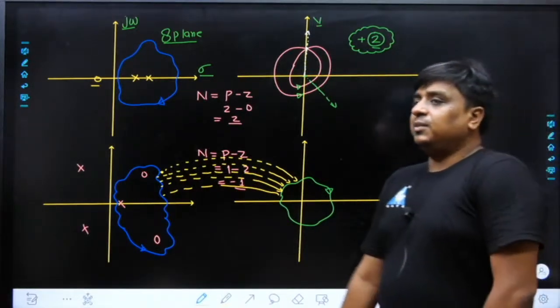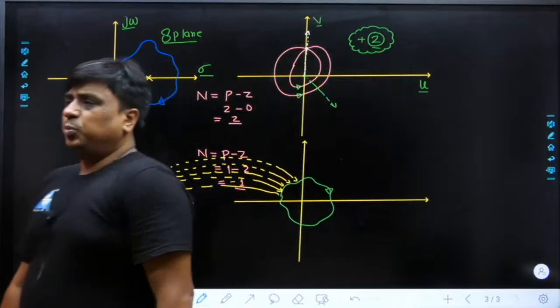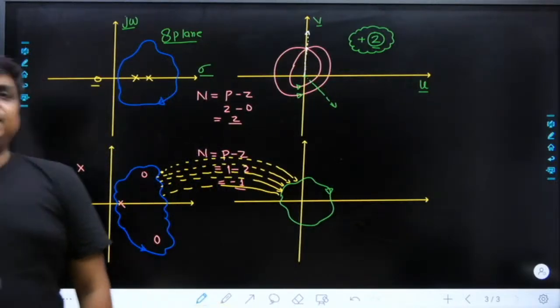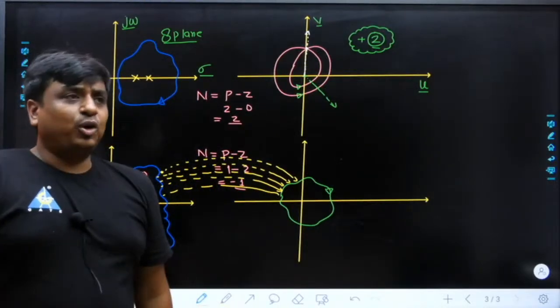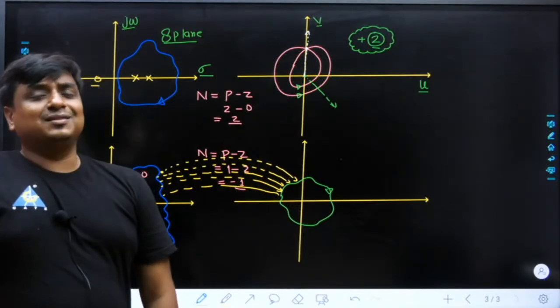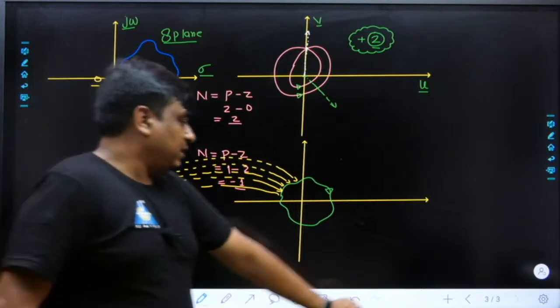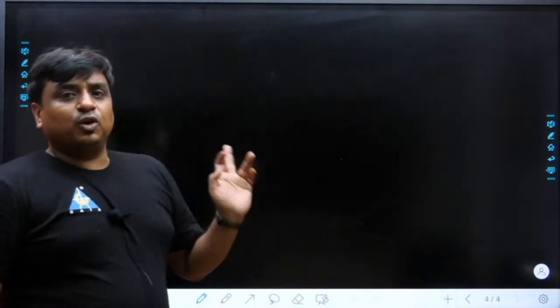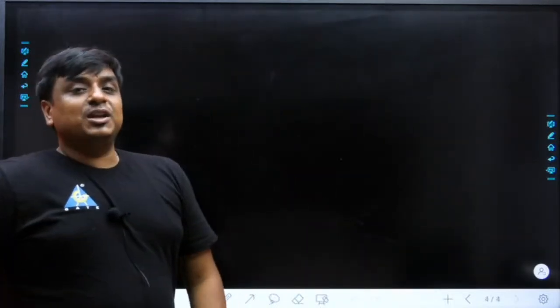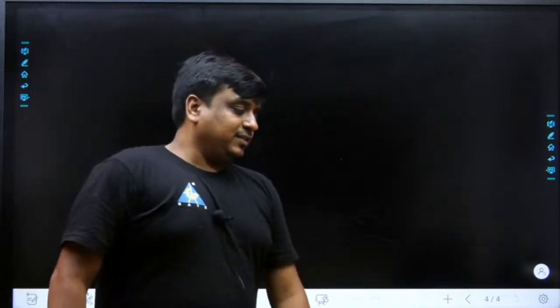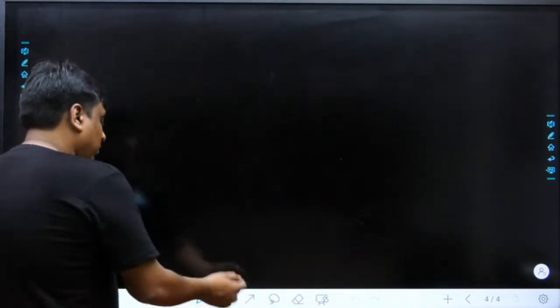Now many of the students may also ask, sir, till this point it looks okay, but what is the advantage, and how can we exploit this concept in the concept of stability which we have studied earlier? I am saying, we can use the principle of argument for finding the stability of the closed loop system. May you know what would be that approach?